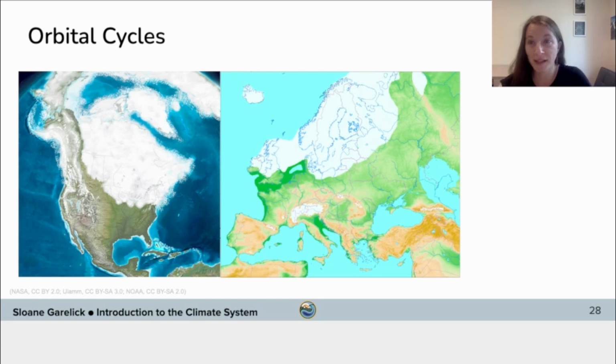Glacial periods, or ice ages, are long periods of reduced global temperature that result in an expansion of ice sheets. Interglacial periods are times of increased global temperature and a retreat of ice sheets. For example, these maps show the extent of Northern Hemisphere ice sheets over North America and Europe during the most recent glacial period, which occurred about 21,000 years ago. These glacial-interglacial periods are driven by changes in incoming solar insolation that vary in response to changes in the orbital cycles.